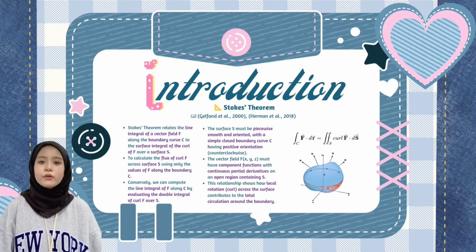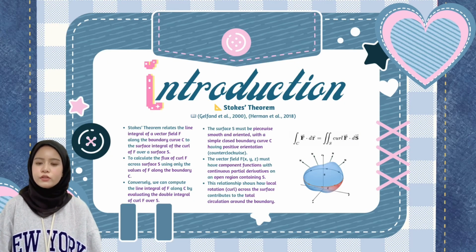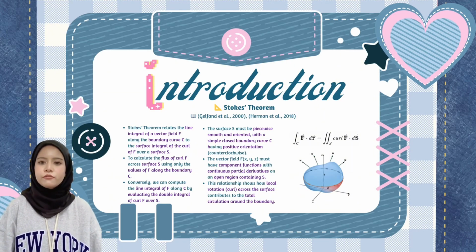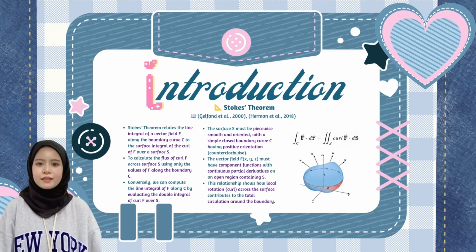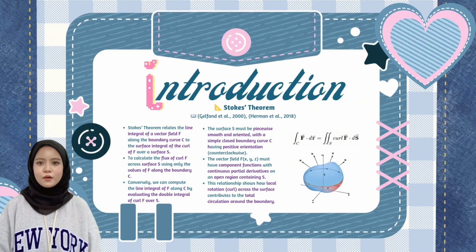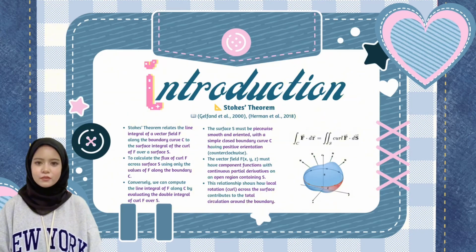The theorem can be written as the closed line integral of vector F dot dr equals the double surface integral over S of the curl of vector F dot n dS, where C is the closed boundary curve, S is the surface bounded by C, F is a vector field, and n is the unit normal vector to the surface.